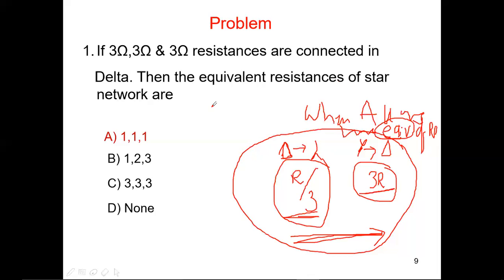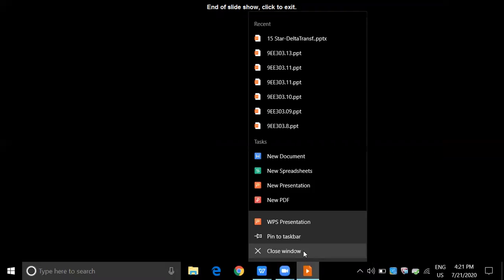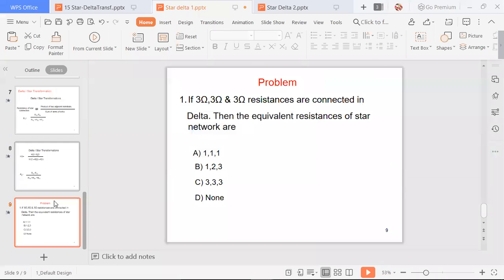So this is delta to star connection over the star to delta connections. Hope you clear about this. Next, let me solve a few more problems.